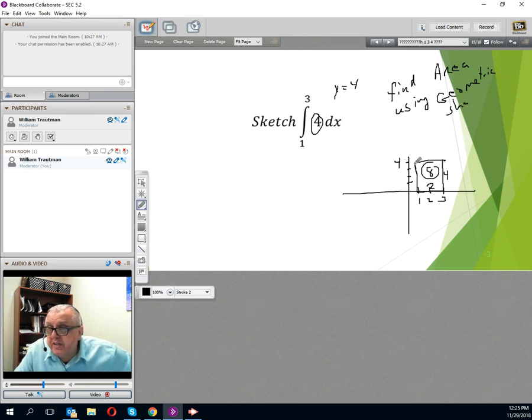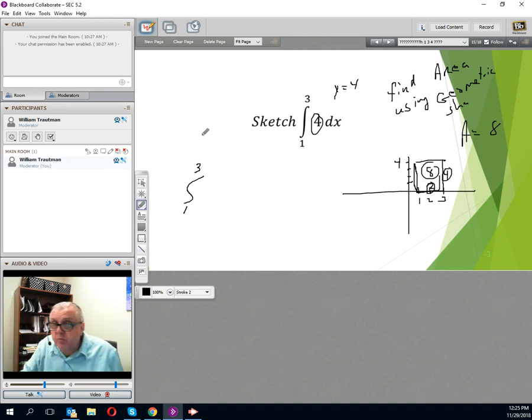So you would find the shape here. This is a rectangle. The width is 2. The height is 4. 2 times 4 is 8. The area equals 8. We can also do this, the method that we learned in the last section.